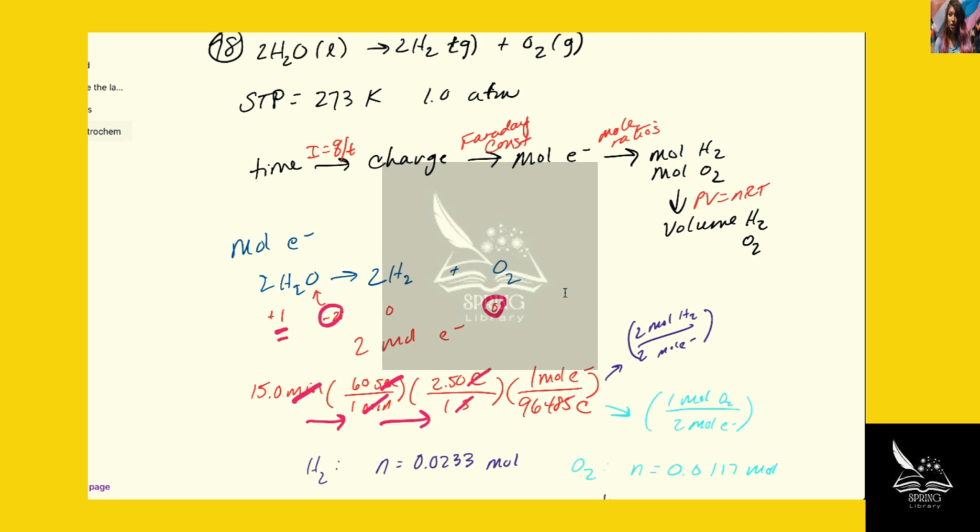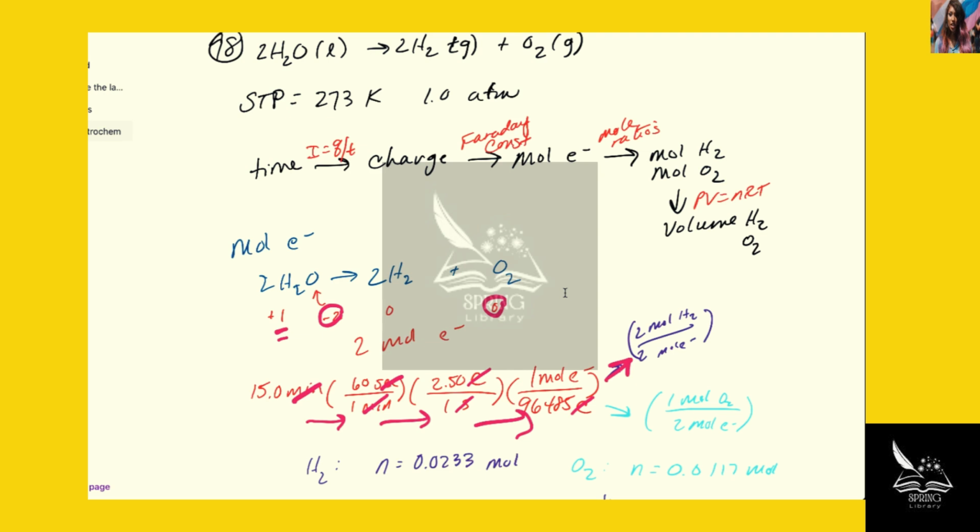Now I want to figure out how many electrons that is, and that's going to be Faraday's constant. So now I have 2 steps. I have to figure out how many moles of hydrogen were produced based on how many electrons were transferred.